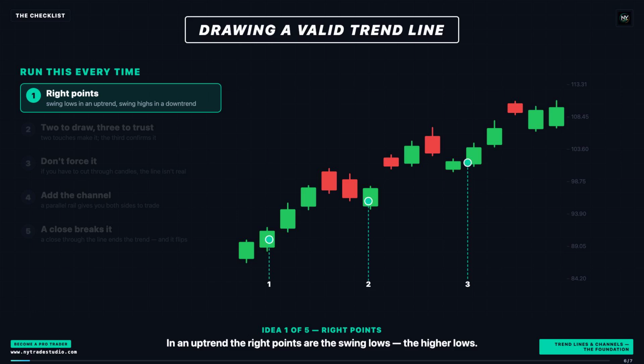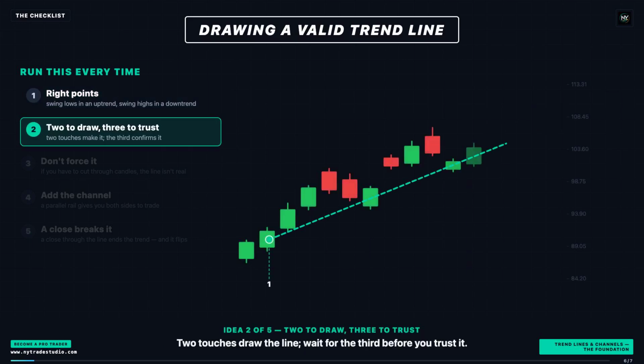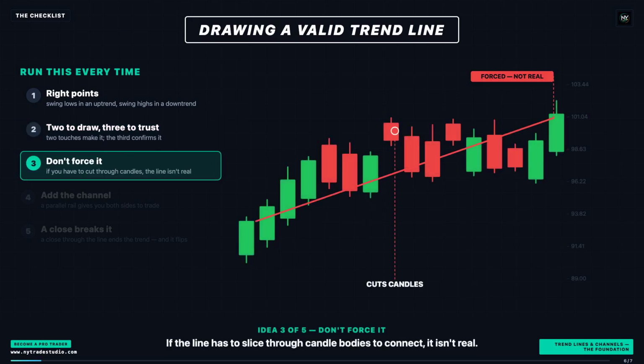2. 2 touches to draw it, 3 to trust it. Any 2 points make a line, so 2 is just a guess. Wait for price to come back a third time and respect the line before you lean on it. 3. Never force the line. This is the mistake everyone makes. Do not tilt or stretch it just to make it touch. If your line has to slice straight through candle bodies to connect the points, it is not a real line. Let the price pick the angle, not your wish.